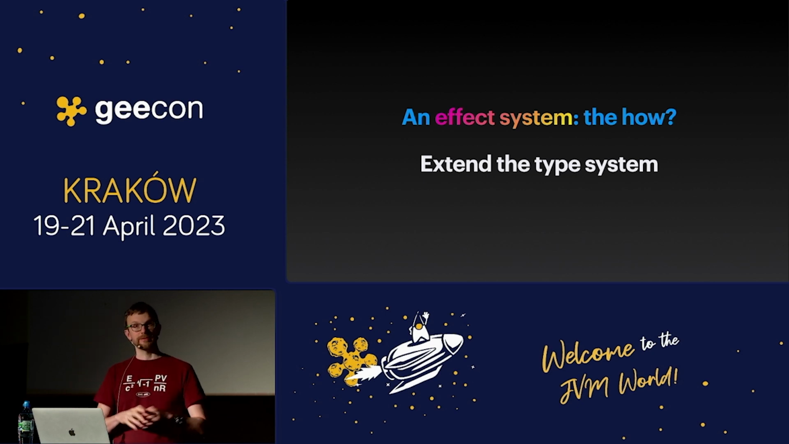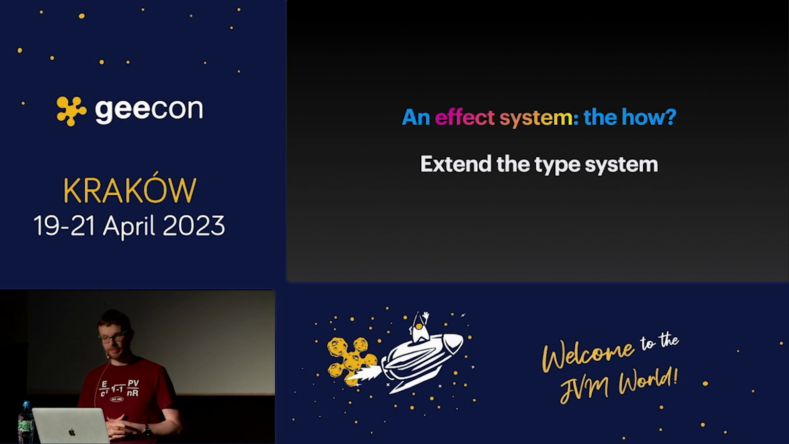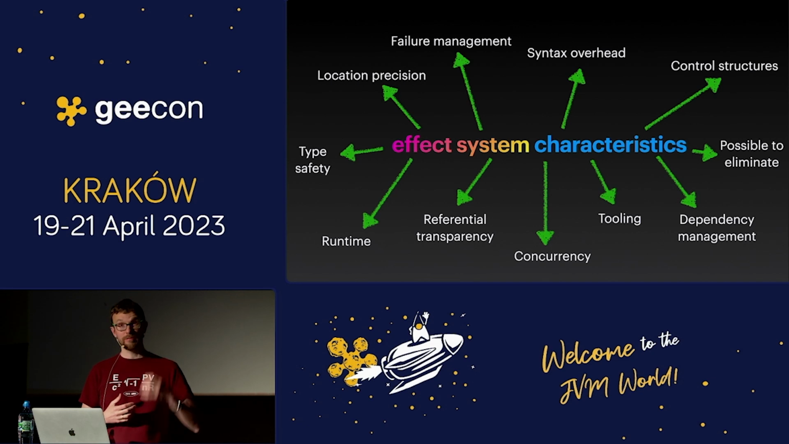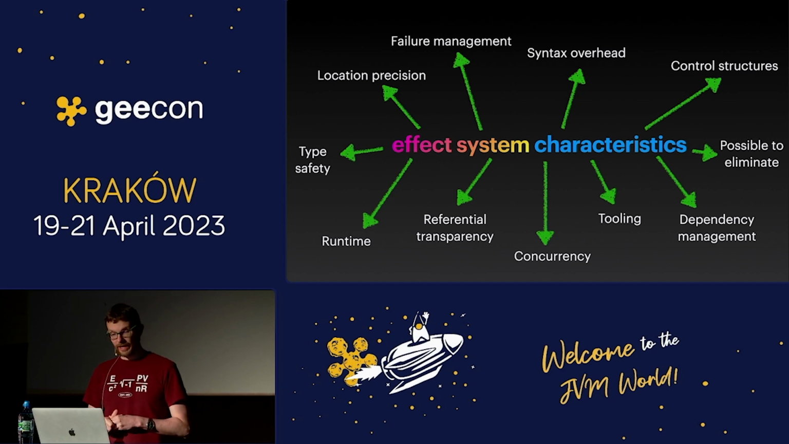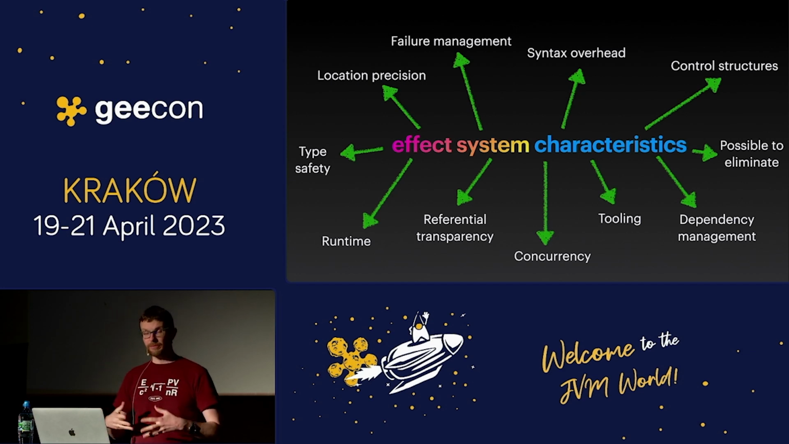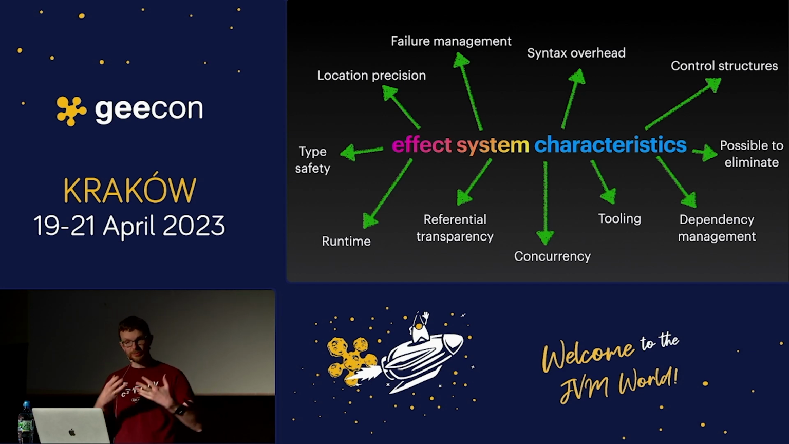Sometimes the effect systems are built into the language. Sometimes they can be built on top. So we will evaluate a couple of these effect systems, and we will look at a number of characteristics that they have. So we will look at failure management, for example. How do they allow you to manage failures? What kind of guarantees do they give you? We will look at the syntax overhead, which is quite an important factor, in fact. How much they influence the way you write code. Is it still readable after you actually use the effect system?